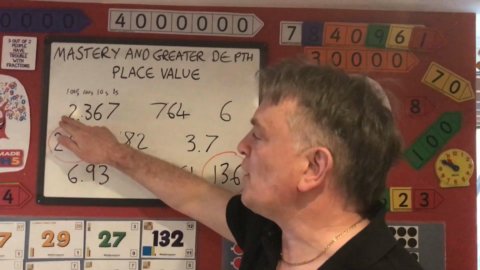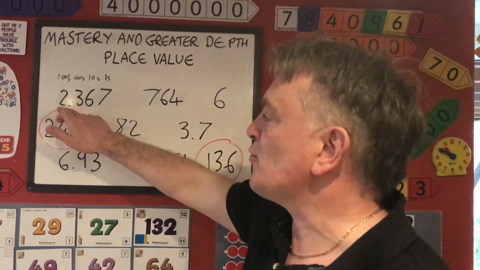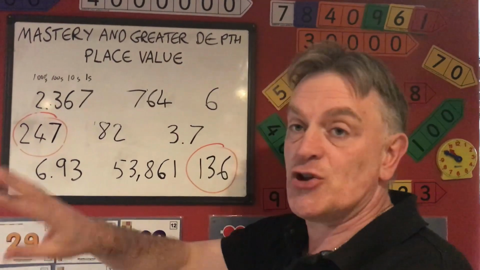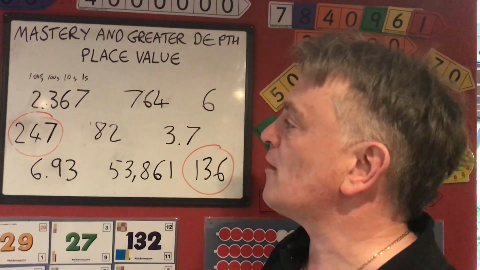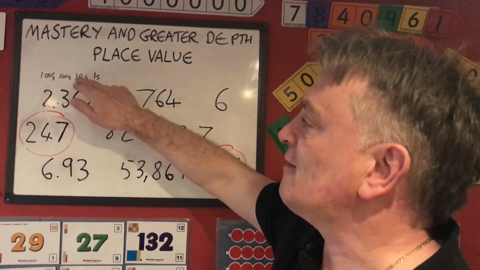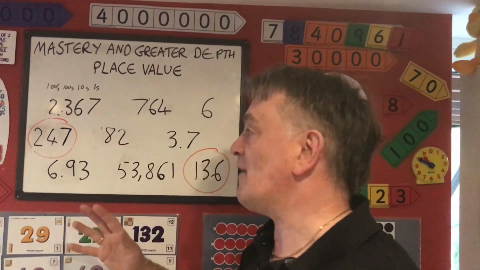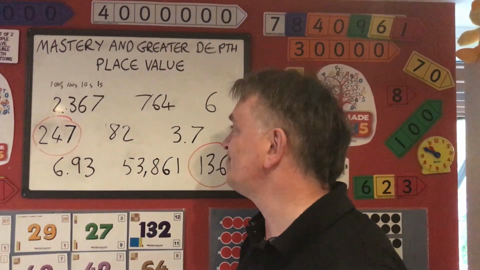But that number started off as 2,367 ones. We exchanged them all, so we had 236 tens and the 7 ones. We exchanged all the tens for 23 hundreds, 6 tens and 7 ones, and we then exchanged the hundreds for 2 thousands, 3 hundreds, 6 tens and 7 ones. Tomorrow we're going to take that idea of the place value columns, set them out in a different way, have a little discussion on that, and then develop that into other activities.